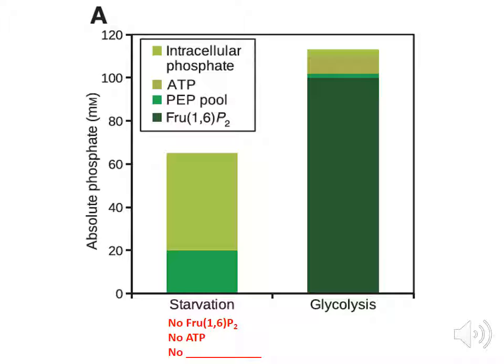So looking at Panel A, we want to keep in mind that we have a starvation condition, and then we also have our glycolysis. Under the starvation condition, we can tell from the figure that we don't have any fructose, we don't have any ATP. But there's something else that's lacking under the starvation condition that is present with glycolysis. With glycolysis, we need to have glucose present in order for that to happen.